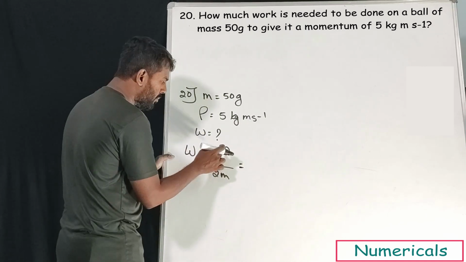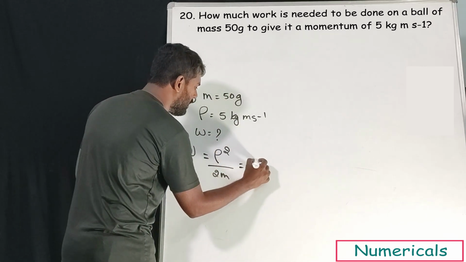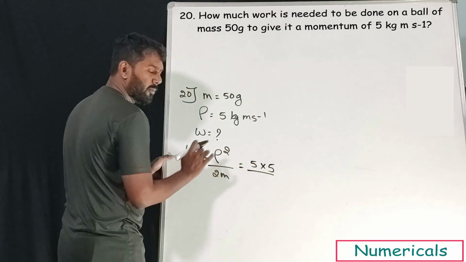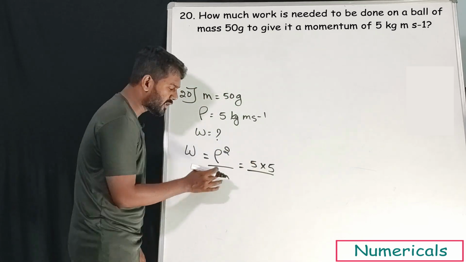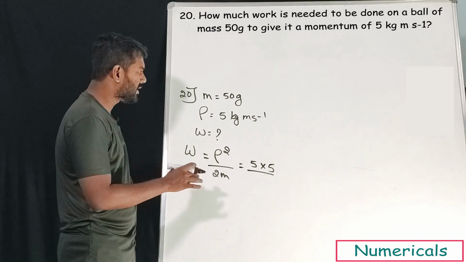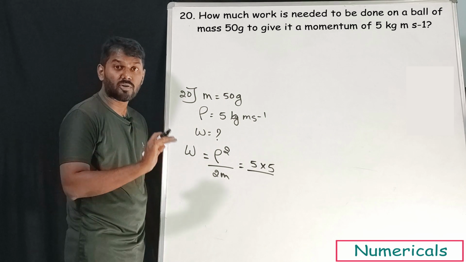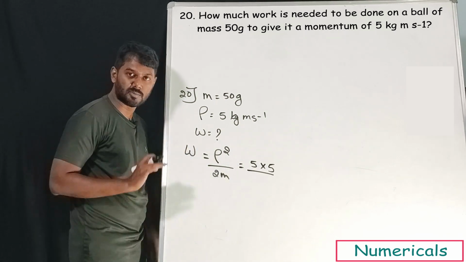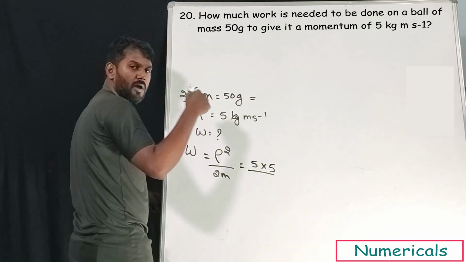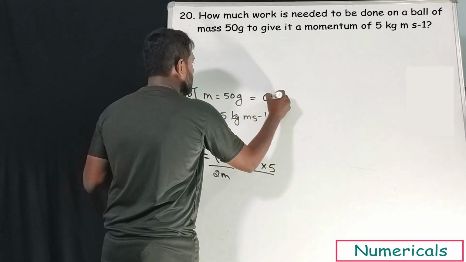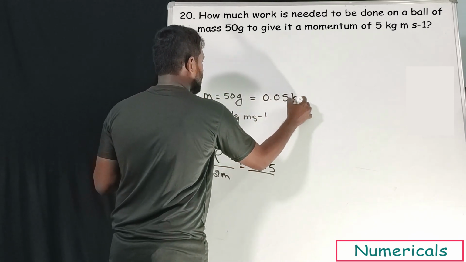Anything is fine. So momentum square. What is momentum? 5 into 5. Why? Because we have momentum square. Before substituting the mass value, we have to see whether it is in SI unit or not. Correct. It is in gram. We have to convert into kg, then only we substitute here. If you convert 50 gram to kg, that is nothing but 50 divided by 1000. We will get 0.05 kg. Correct.